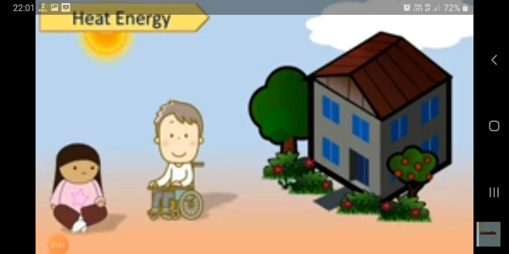Children, the next form is heat energy. Now the earth receives heat in proper quantities from the sun. That is how an atmospheric temperature favorable to the living world is maintained. Heat is a form of energy and sunlight contains heat energy.